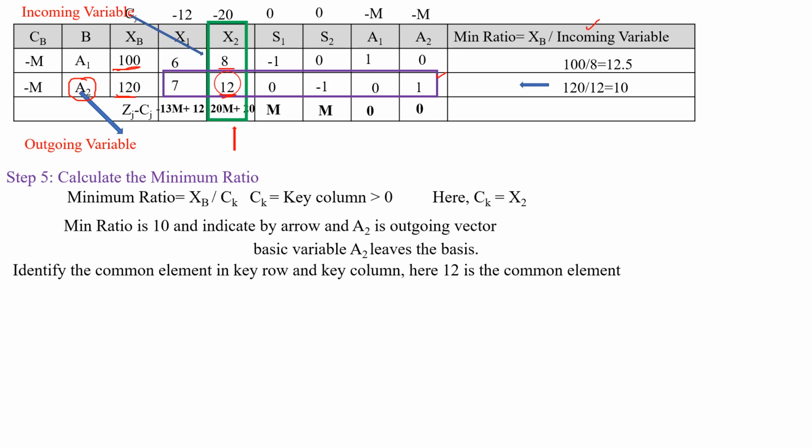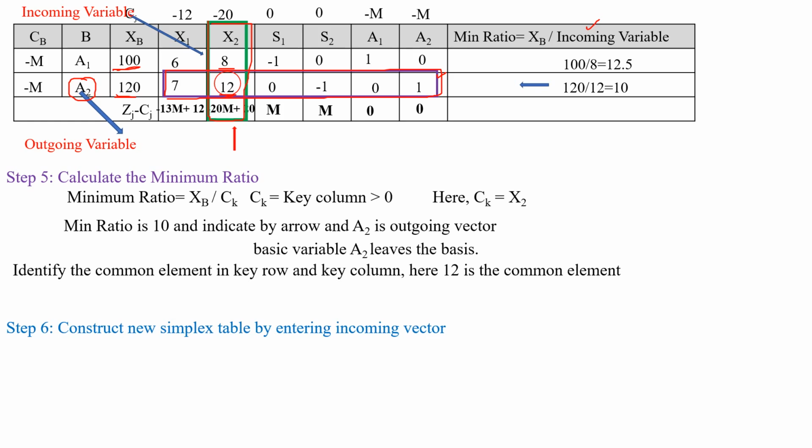So next step is we have to identify the common element in the key row and the key column. Here the key row is the A2 variable row. So this is the key row, and the x2 variable column is the key column. This is the key column. Among these two, key column and key row, the common element is 12. So 12 we are calling the key element.